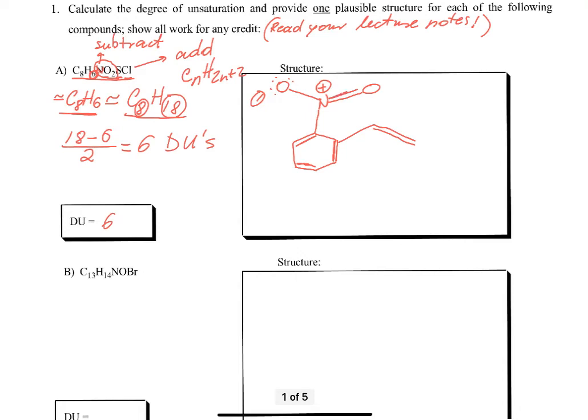1 DU comes from the double bond between nitrogen and oxygen. Now I have 6 degrees of unsaturation. Let's verify it. 1 for the ring, 2, 3, 4, 5, and 6. Now I need to add heteroatoms. I already added nitrogen and 2 oxygens. Now I need to add sulfur and chlorine.